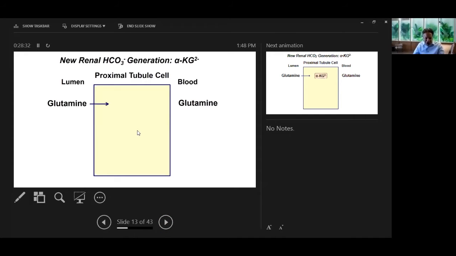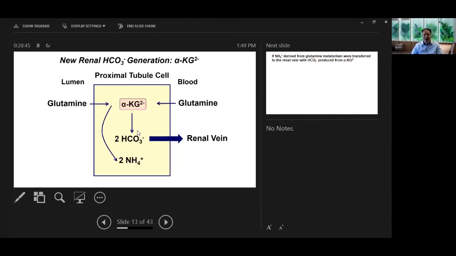It occurs again in the proximal tubule, and the kidney actually takes up glutamine into the cell. Next slide. Turns the glutamine into alpha-ketoglutarate, and the alpha-ketoglutarate then enters the Krebs cycle and generates 2 bicarbonate ions. So that's where this new bicarbonate is coming from. It's actually derived from the carbon skeleton on glutamine initially. And in this reaction, 2 ammonium ions are made.